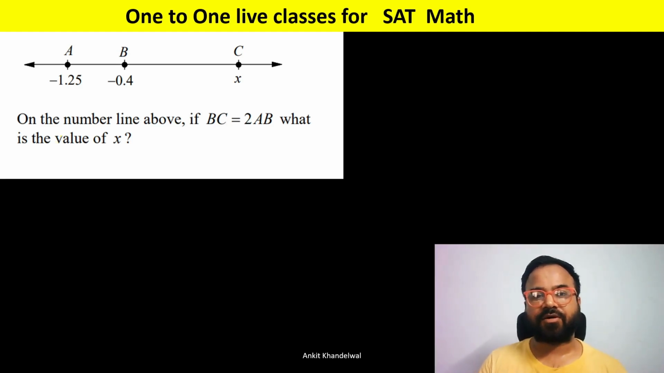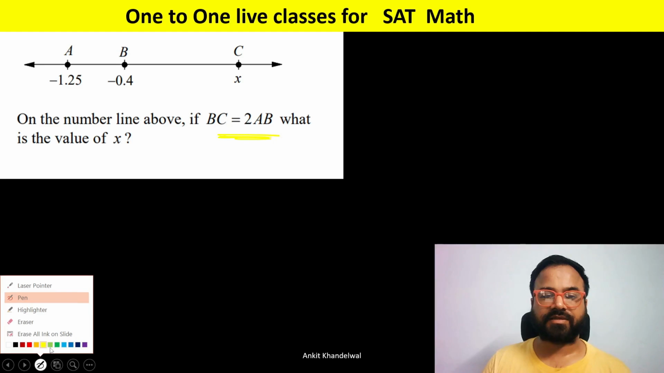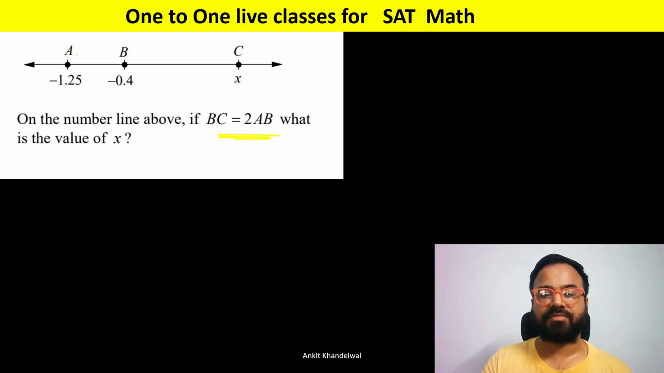Now here it says, on the number line above, BC is equal to twice of AB. What is the value of X? First let's figure out what this gap, this AB, is. This is minus 1.25 and this is minus 0.4. From here to here, what is the gap? Irrespective of the negative sign, we can simply subtract: 1.25 and 0.40. So it is 0.85 over here.